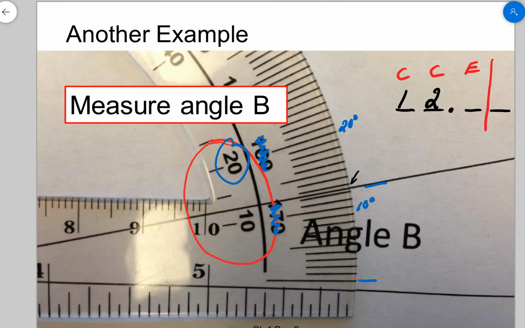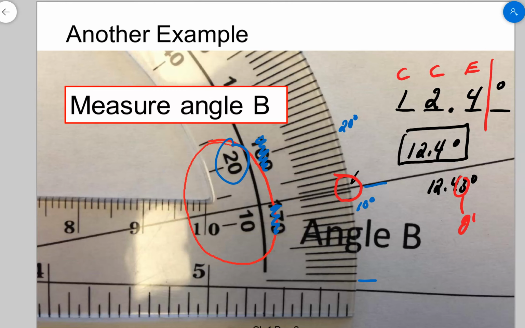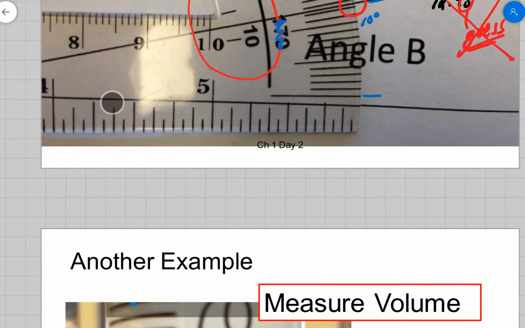So now you make a reasonable estimate. And so you're just looking, what do you think? I don't think it's quite halfway. It's almost half, it's not quite half. I'm going to say 12.4 degrees. So my measurement that I would write down is 12.4 degrees. What about if you said 12.43? No, you can't do that because this last digit would be a guess. Estimates, yes. Guesses, no.